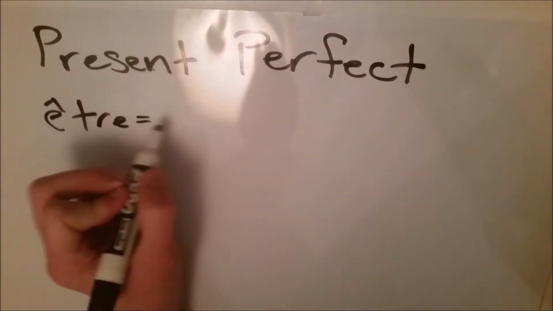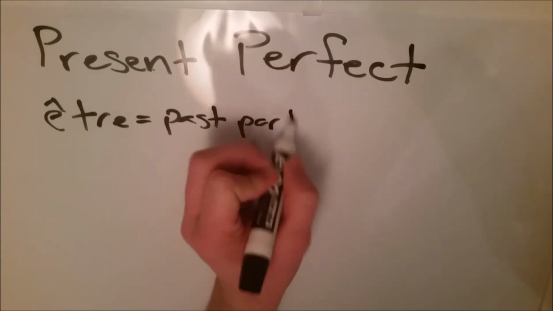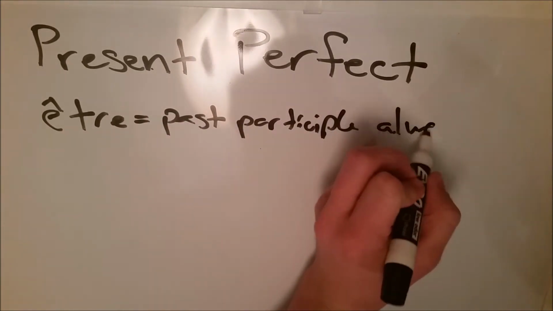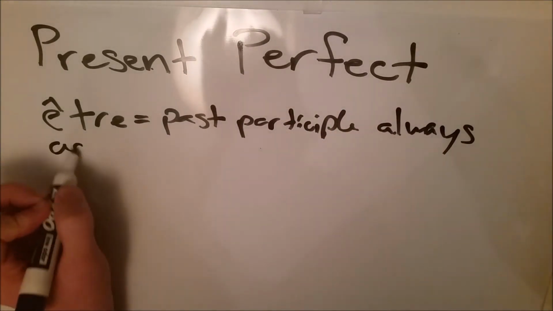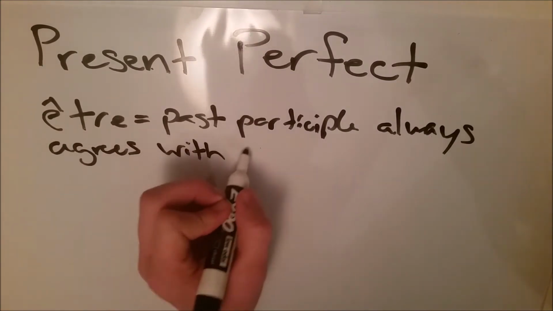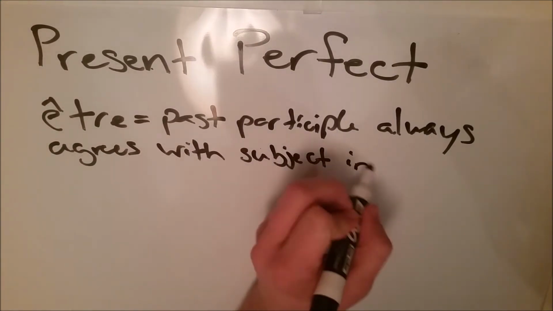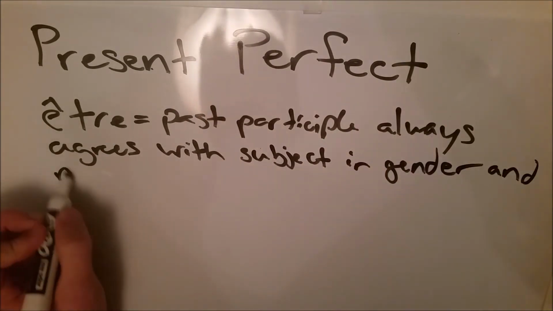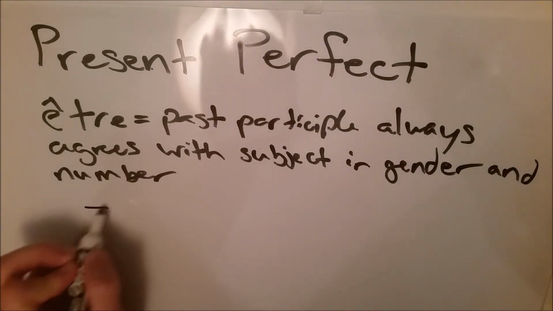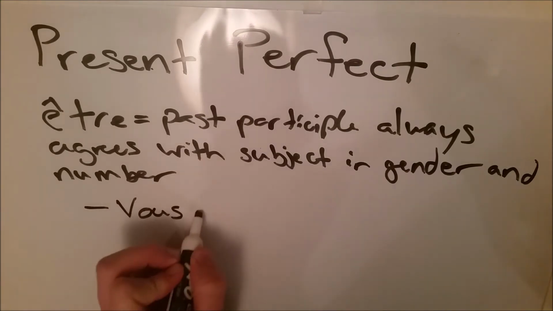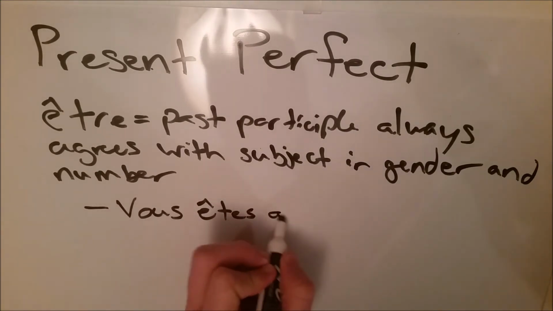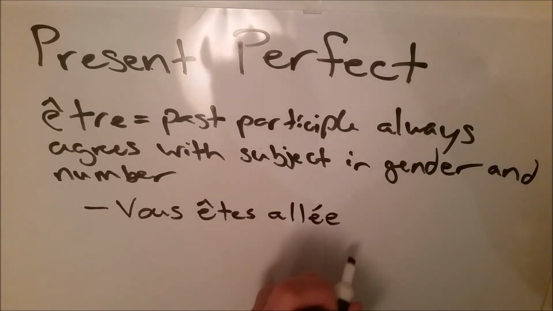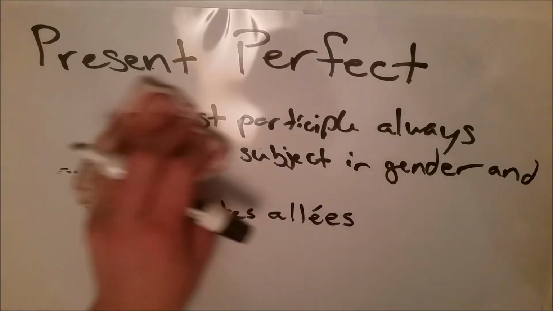And it's important to bear in mind that with être, we want the past participle to agree with the subject. Now we want it to agree in both gender and number. So for example, if we take the sentence, vous êtes allés, we have allé masculine, allée feminine, and allées a group of ladies.